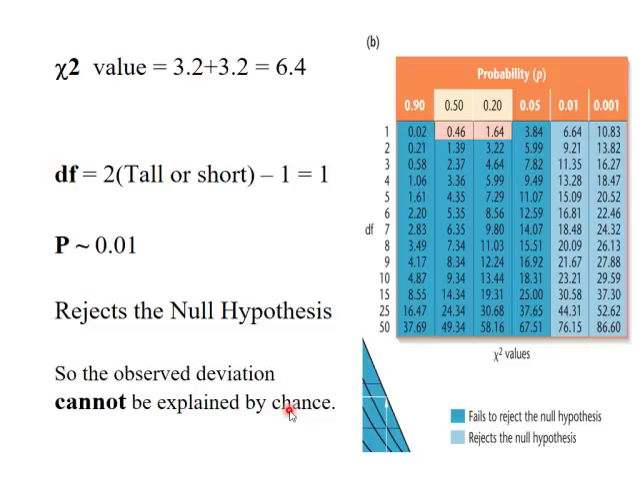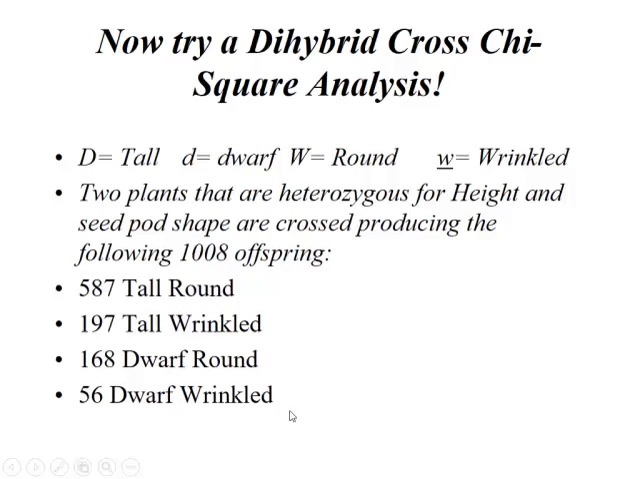Now let's see what happens when we try this with a dihybrid cross. Go ahead and try this problem on your own. Pause me, and then we'll go over it together. So with this dihybrid cross, we are looking at two different traits. We're looking at two plants that are heterozygous for height and seed pod shape. And their offspring should be 1,008 right here. So if you add 587, 197, 168, and 56, you're going to get 1,008 offspring.